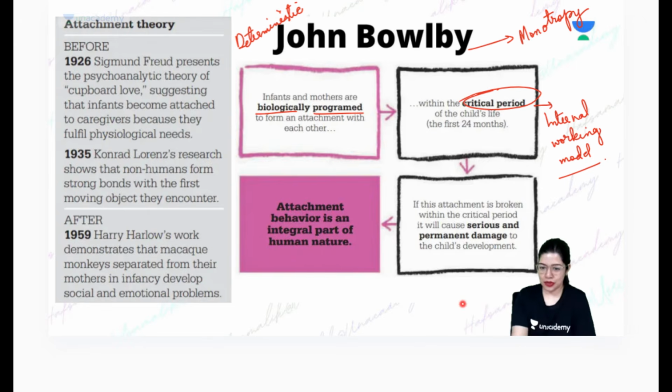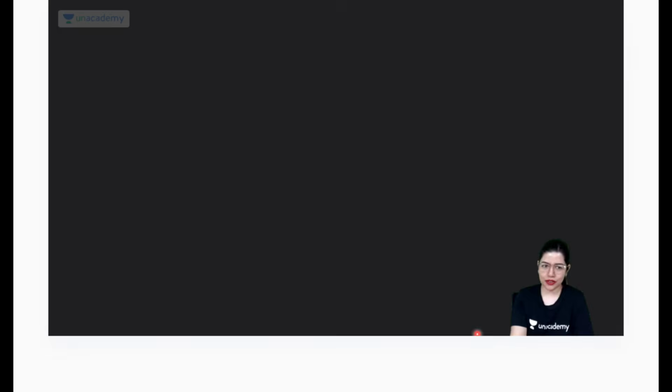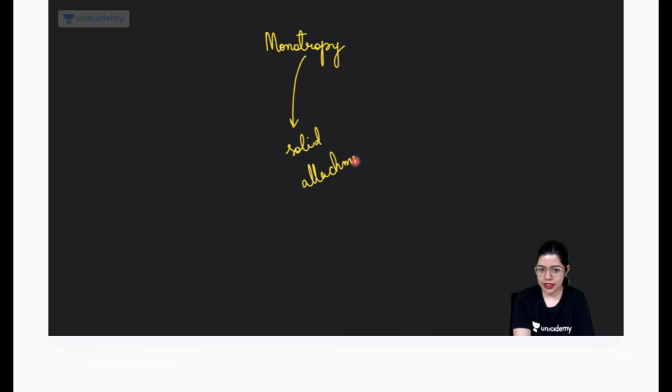Now here, monotropy means, we'll not talk about all of the development stages, but we will talk about what he meant by monotropy. सो जॉन बोल्बी सेड कि पहले तो हमें एक अटैचमेंट बिल्ड करनी होती है, बाकी अटैचमेंट जो हैं बाद में बनती हैं. सो सॉलिड अटैचमेंट हमारी पेरेंट के साथ होनी चाहिए, and this is generally developed by 8 to 11 months. Okay, at least with one primary caregiver.